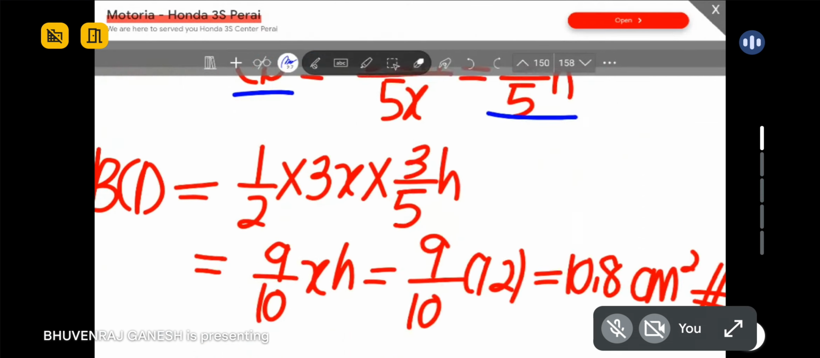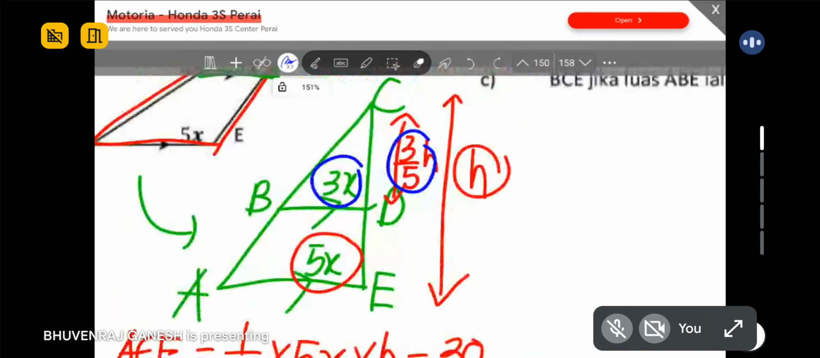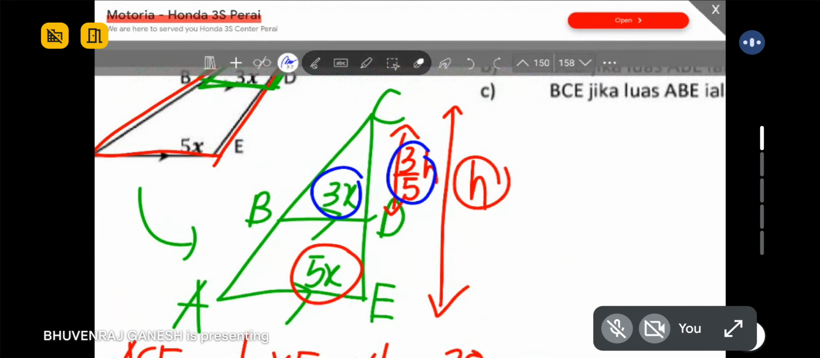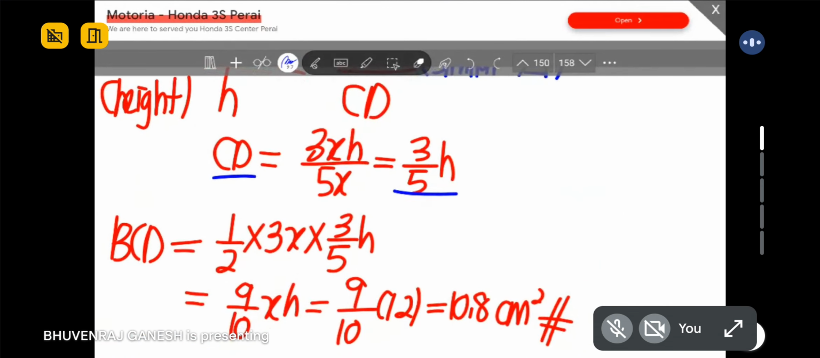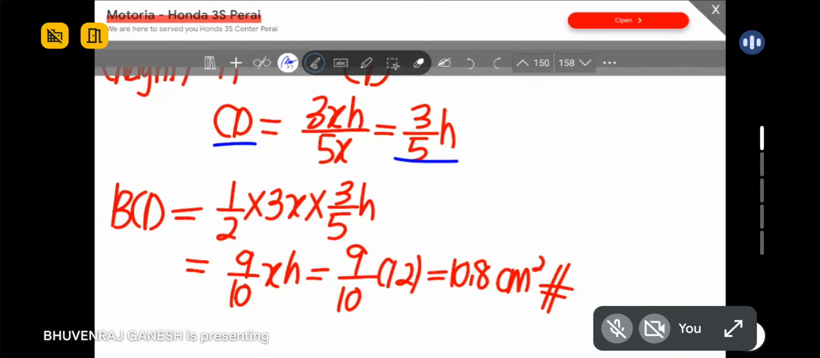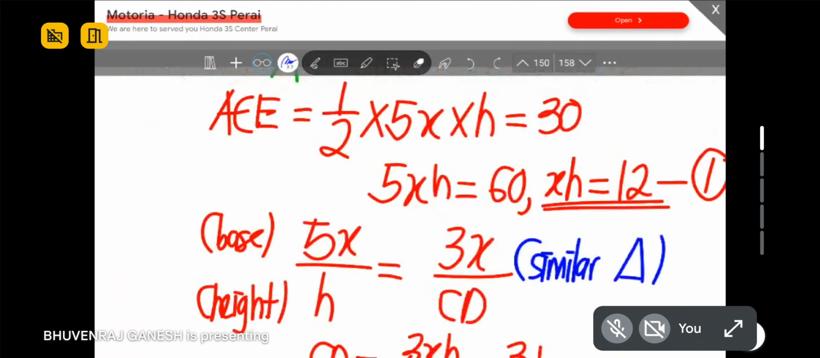And then you just apply the formula for area. Half times base times height. The base is 3x for the BCD triangle. And then the height is 3 over 5h. You already found earlier that xh is 12, so just substitute xh equal to 12. You get the answer. Can?